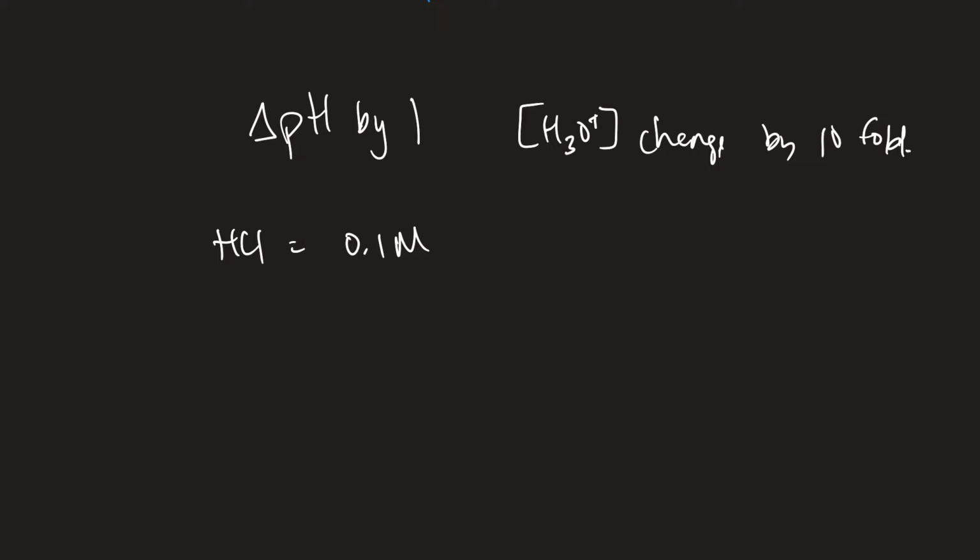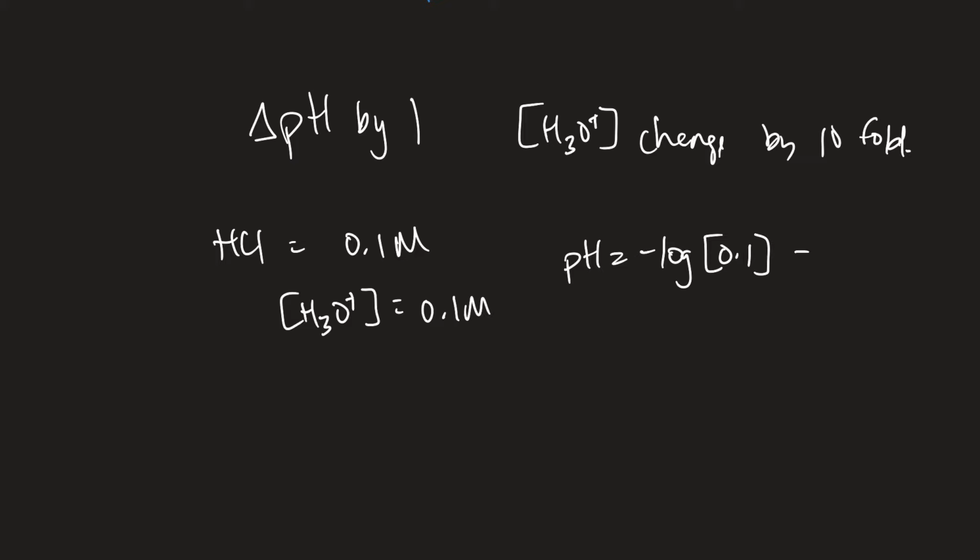And so since hydrochloric acid completely dissociates, we know that the concentration of hydronium in this case is also 0.1 molar. And if you were to calculate the pH, well, pH is equal to negative log of 0.1. You put that in a calculator, you see that the pH is 1.